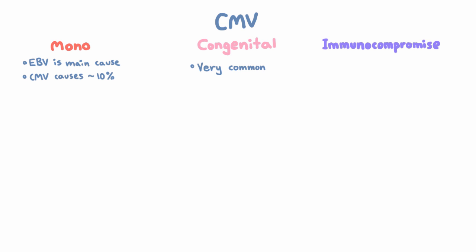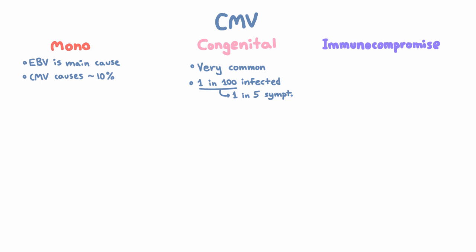And that's probably because pregnant women are so often exposed to young kids who can spread it to them, and also because CMV can cross the placenta. So 1 in 100 babies in the US are born with CMV, and of those, 1 in 5 is going to have symptoms or sequelae.